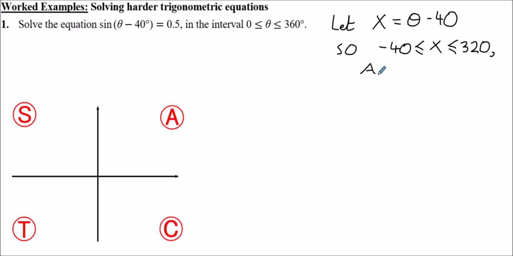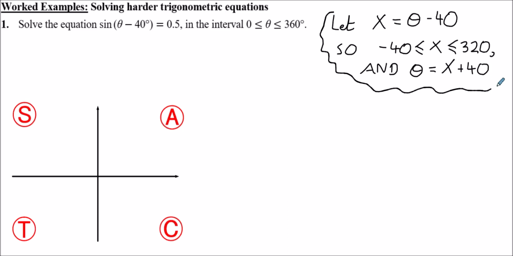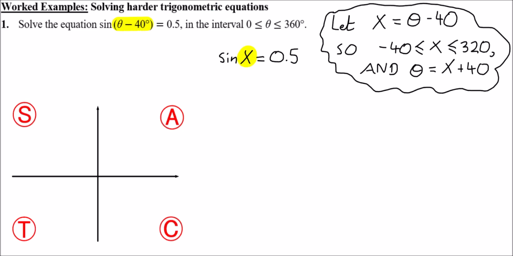And just a reminder that theta in terms of x, if I add 40 to both sides, it's easy to see that theta is just whatever we work out x to be plus 40. So I'm going to put this in a bubble and just think about that in the back of my mind for now. So I'm going to rewrite this sine of theta minus 40 as sine big X equals 0.5, where, like I say, I've just swapped out theta minus 40 and replaced it with big X.